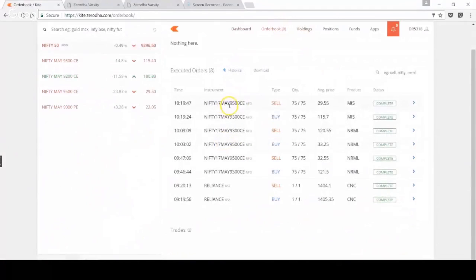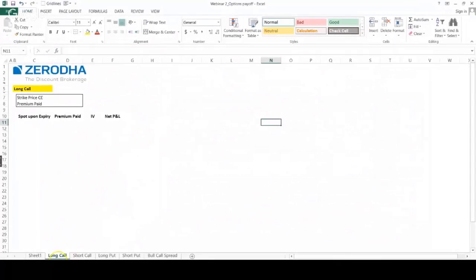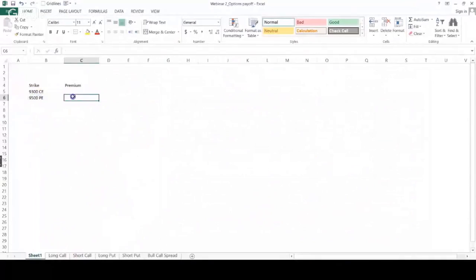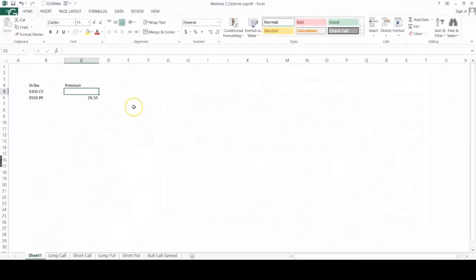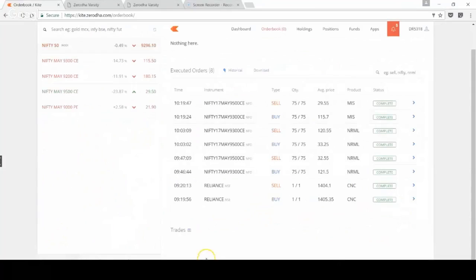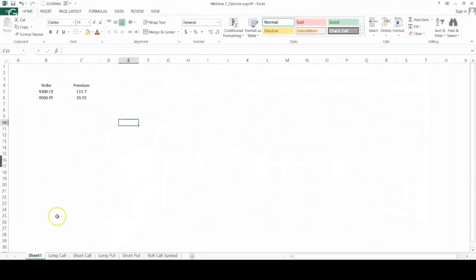Let me see what prices I've got. Executed orders. I've got the 9,500 call sell at 29.55. Let me enter that, 29.55. I'll soon tell you why I'm doing this trade. And the 9,300 call option, I bought it at 115.7. Let's just keep the details here. Towards the end of this webinar, I'll tell you why I've done these trades. All right, so done.